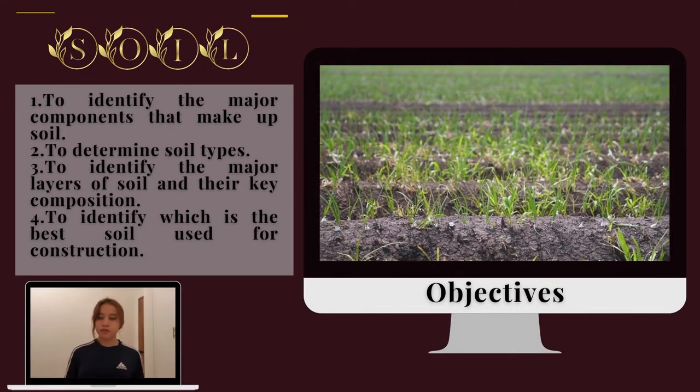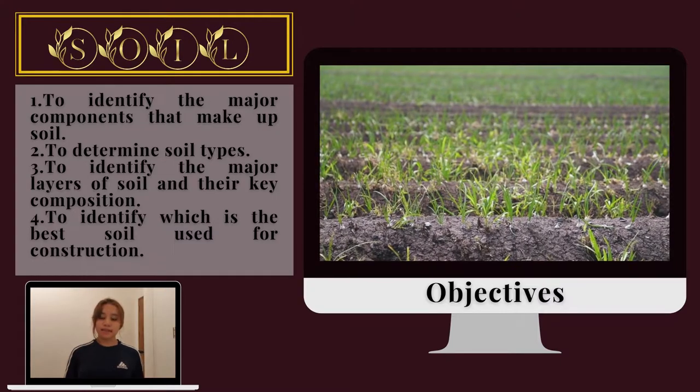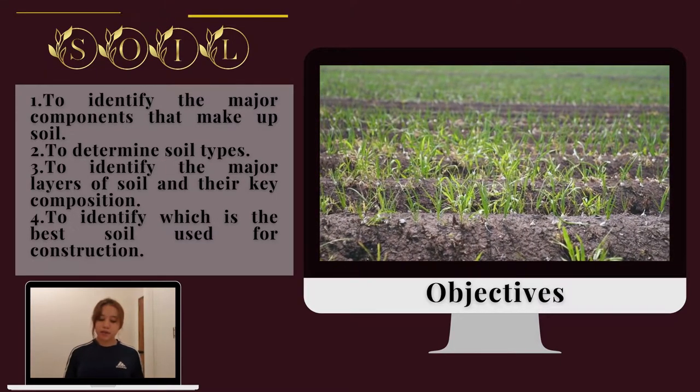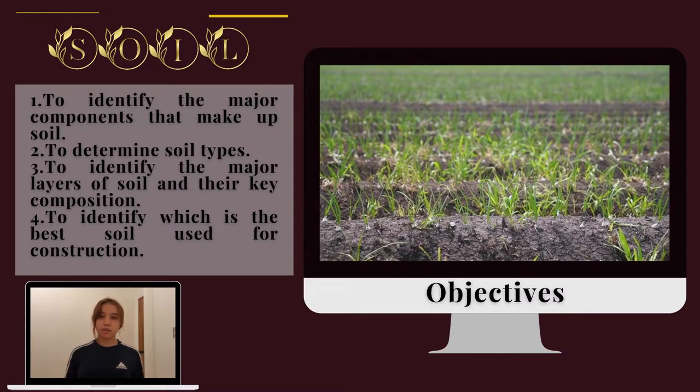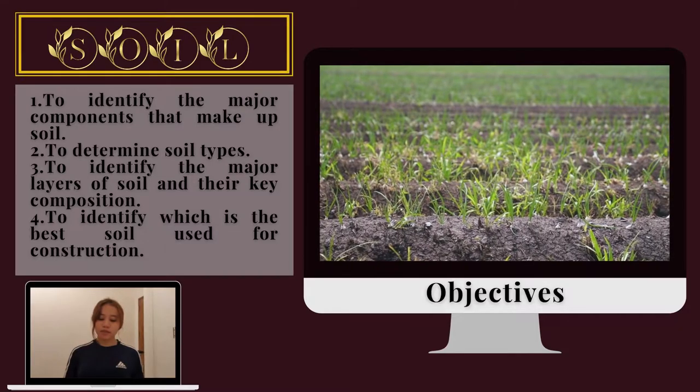Objectives. First, identify the major components that make up soil. Second, determine soil types. Third, identify the major layers of soil and their key compositions. Fourth, identify which is the best soil used for construction.